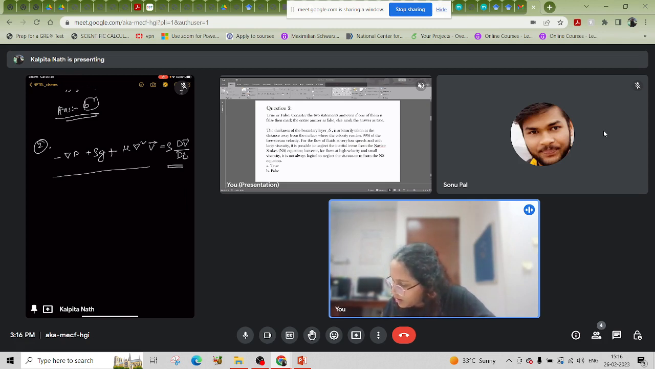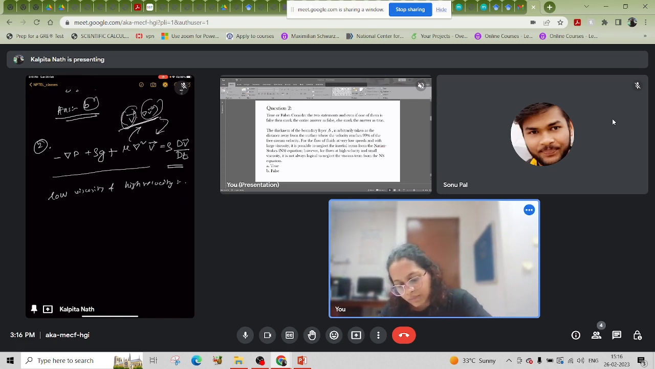But this we can resolve as v vector dot del v vector. This is the viscous term. But for low viscosity and high velocity, the product of this velocity and the velocity gradient that comes in this term cannot be considered small relative to each other, as there are two velocity terms. So if velocity is high, we cannot discard this term.